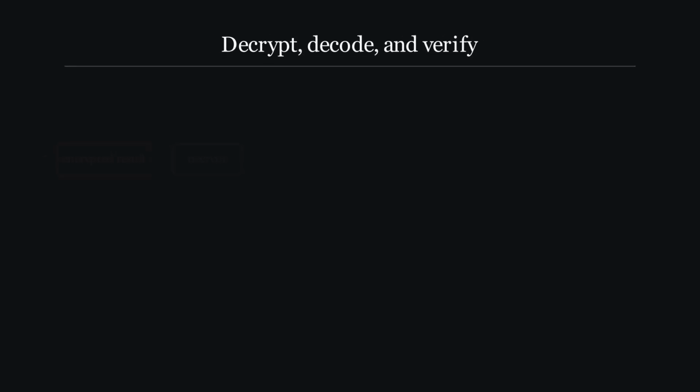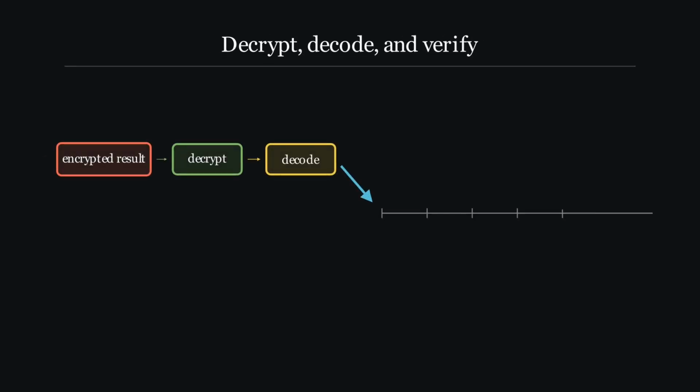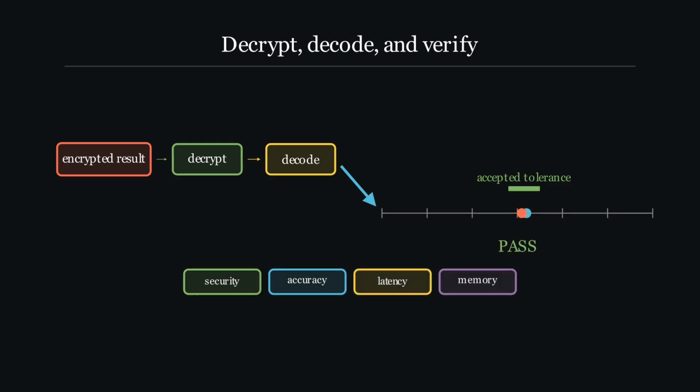The trusted client completes the lifecycle. The encrypted result enters the decryptor, then the recovered plaintext enters the decoder. On the number line, the blue point is the ordinary plaintext baseline and the red point is the FHE result. Both lie inside the green accepted tolerance, so the numerical check reports pass.